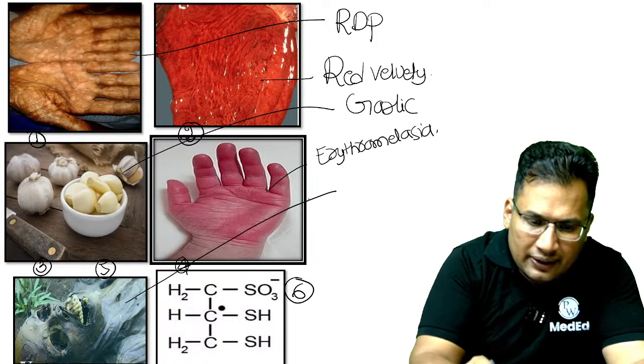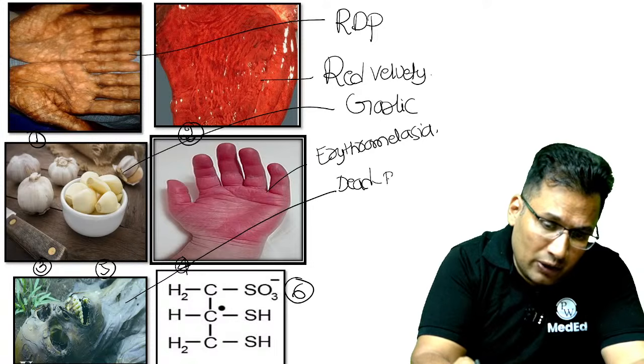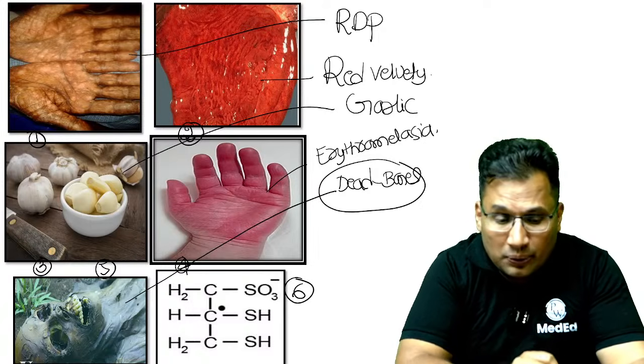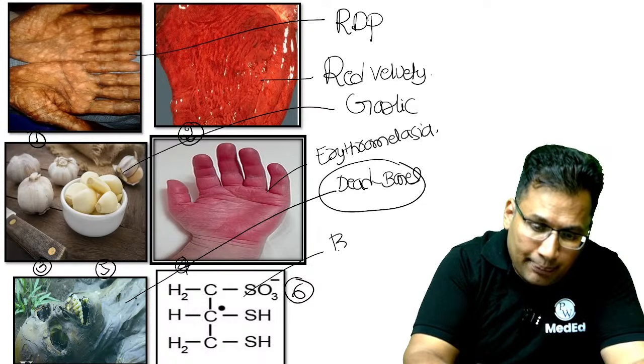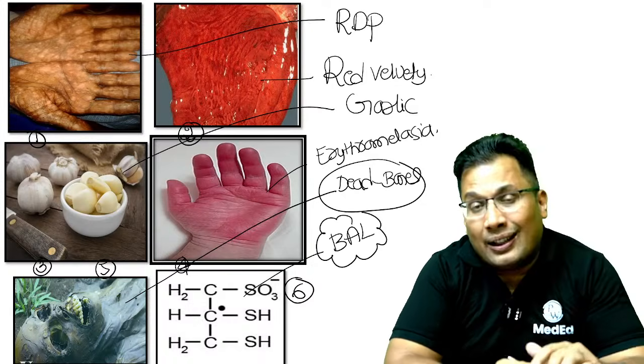Image number 5 is basically found in the dead body, even in the bones. Not only in the bones, hair, cartilage also, nails also. And 6 is basically BAL, British anti-lewisite. All are important MCQs.